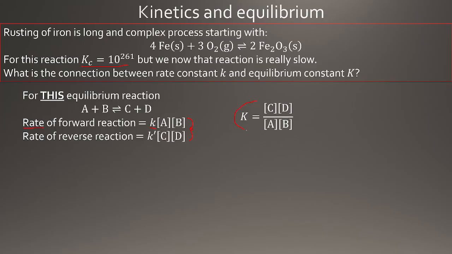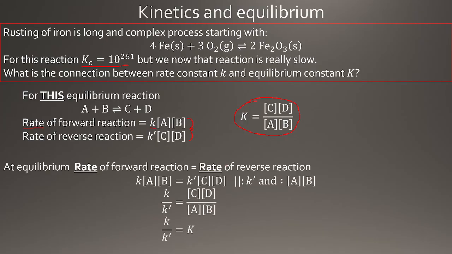If we write the equilibrium constant for that reaction, it is products here, reactants here, their concentrations multiplied by one another. At equilibrium, the rate of the forward reaction should equal the rate of the reverse reaction. So that means that k[A][B] equals k'[C][D], because these are equal at equilibrium.